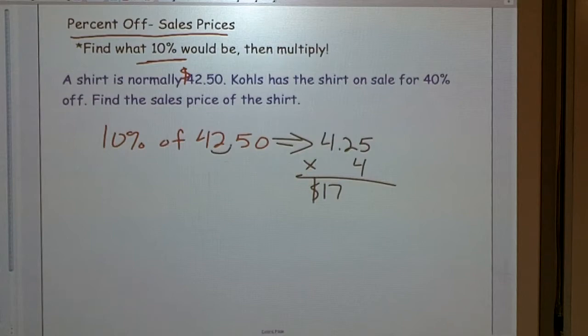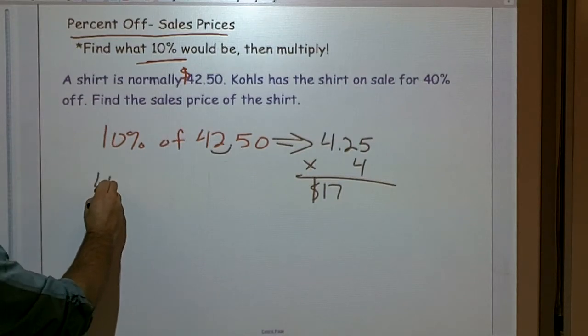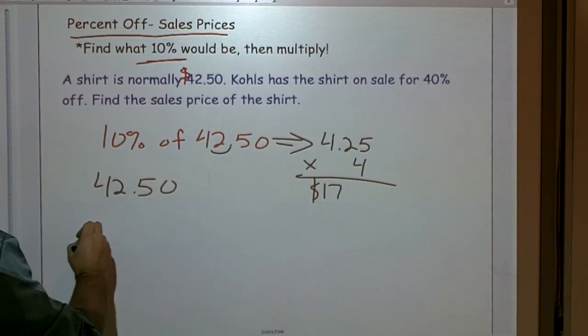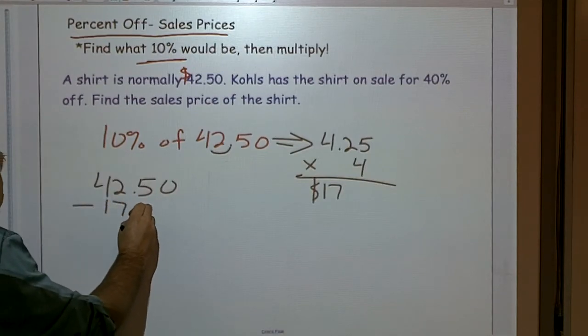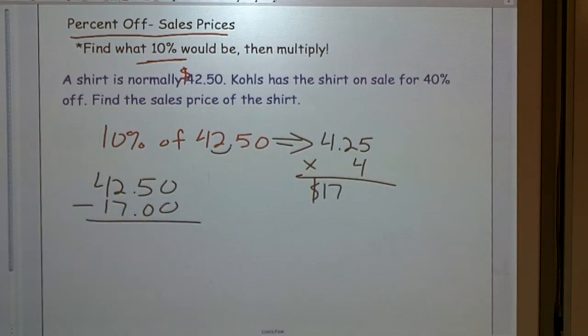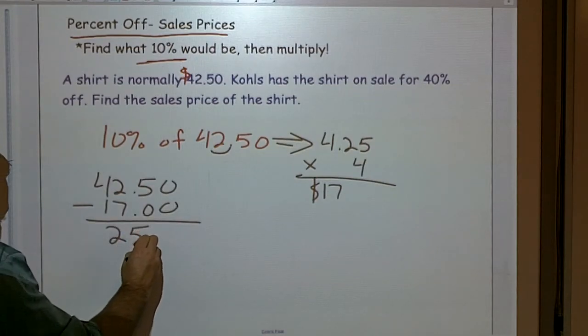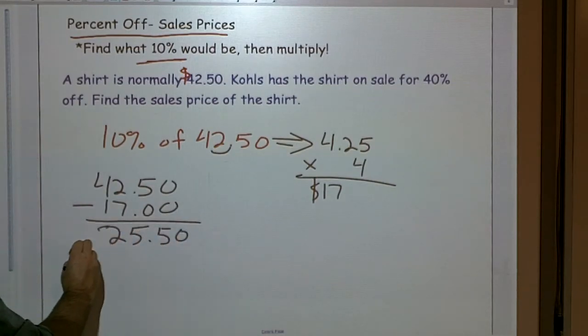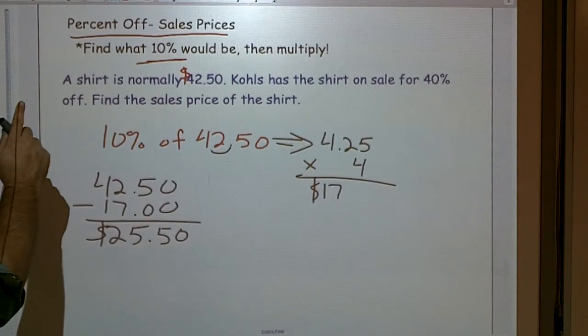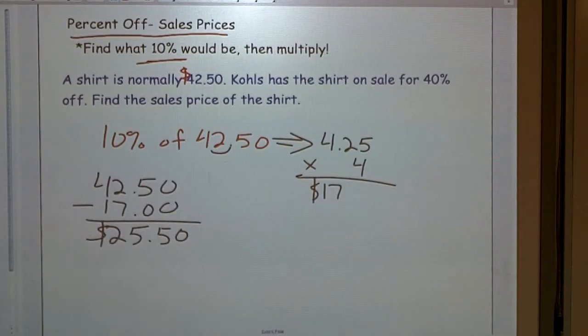Okay, so if it's $42.50, and we're taking off $17, our final price should be about $25.50. Not a bad deal. Okay, so this is just some sales prices, some consumer math that you may be asked to do.